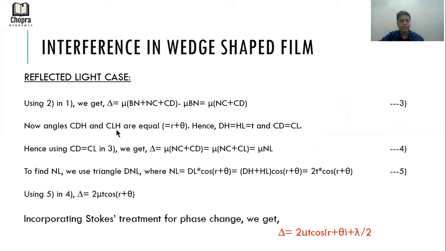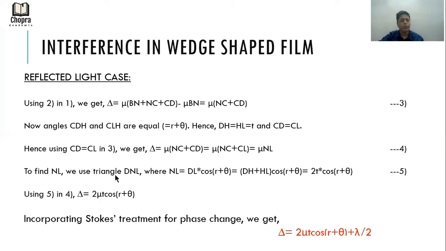Now angles CDH and CLH are equal, that is equal to R plus theta using simple geometry. Hence DH is equal to T, the film thickness, and CD is equal to CL because both are similar triangles. Hence, using CD equal to CL in equation number 3, we substitute for CD equal to CL. So we get mu times NC plus CL, which makes it mu times NL. Now, NL is the base of a larger triangle.